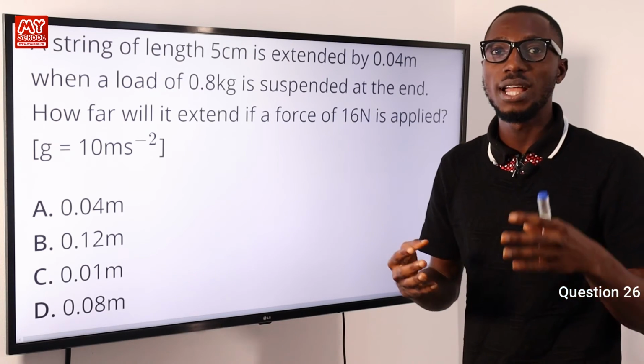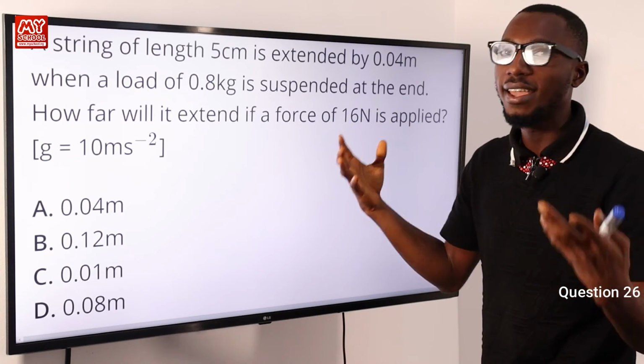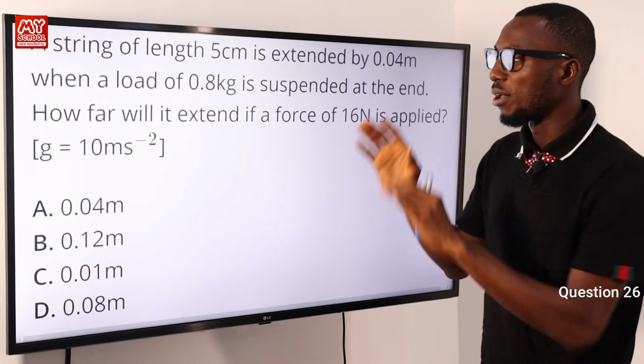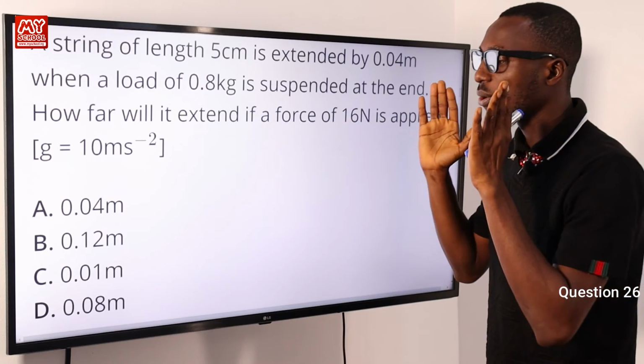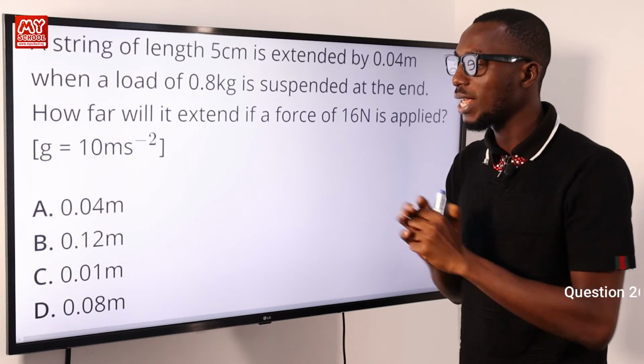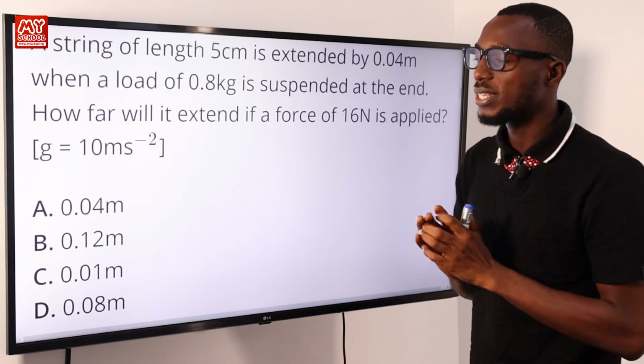Remember, there are other methods we can use, using F equals KE. That is Hooke's law. But this method is very simple, easy, and direct. So the correct option to this question is option D, 0.08 meters.